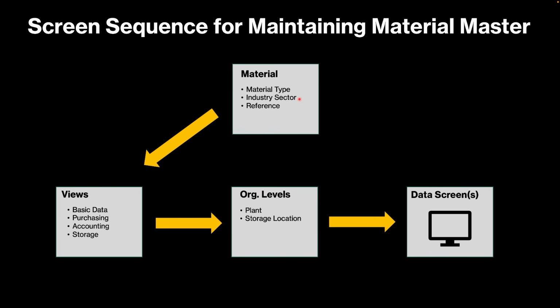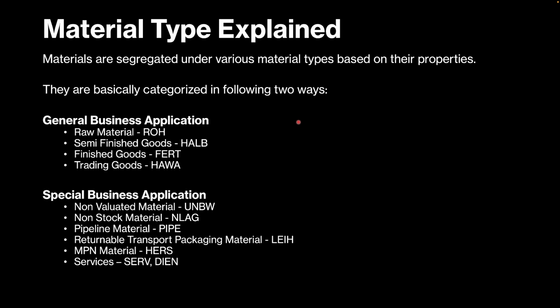So now let's understand the meaning of material type. You can see materials are segregated under various material types based on their properties. So whenever you are creating any material, first you need to select what kind of material you are creating. Let's say that you're creating a raw material, then you must select a different material type. If you're creating a finished good, then a different material type is to be selected. And this material type has multiple control functions and it is configured based on the properties of the material that you want to create. The configuration of material type we'll see in detail in our next video.